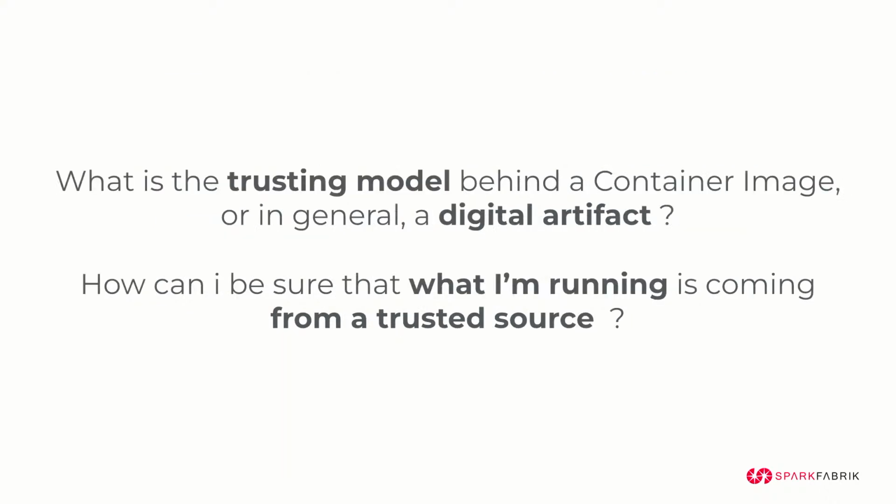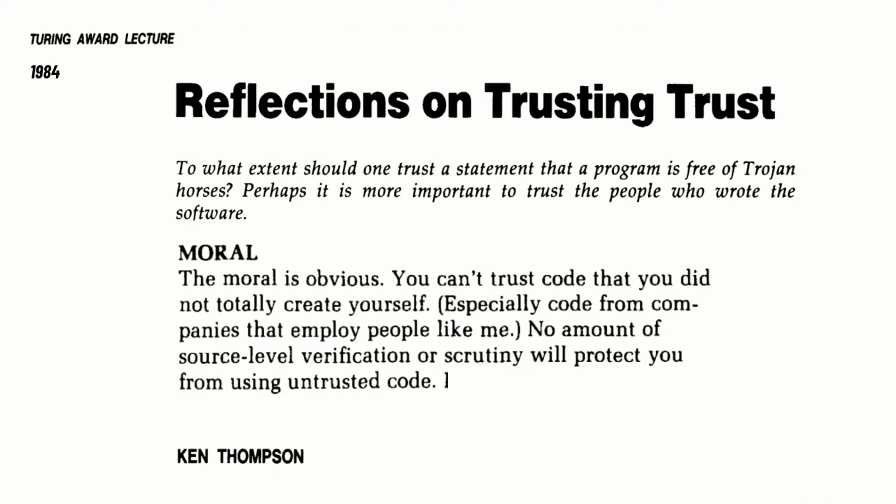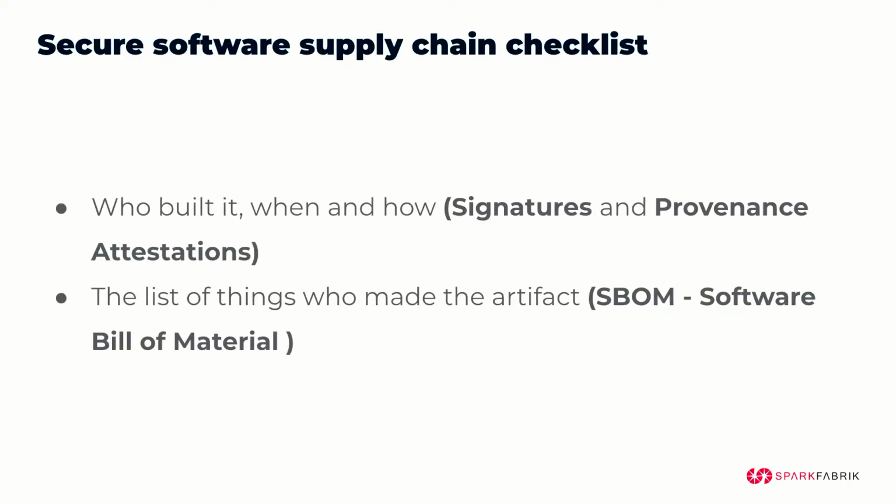So the question now is how an OCI container can help us to improve the trust between us and the digital artifact of any kind. How can I be sure that what I'm running is coming from a trusted source? Basically, this is the same question that Ken Thompson posed in 1984 in his famous paper, Reflections on Trusting Trust. And the answer was that we cannot really trust the code we don't totally write ourselves, basically. Instead, we should put more trust in the people who write it.